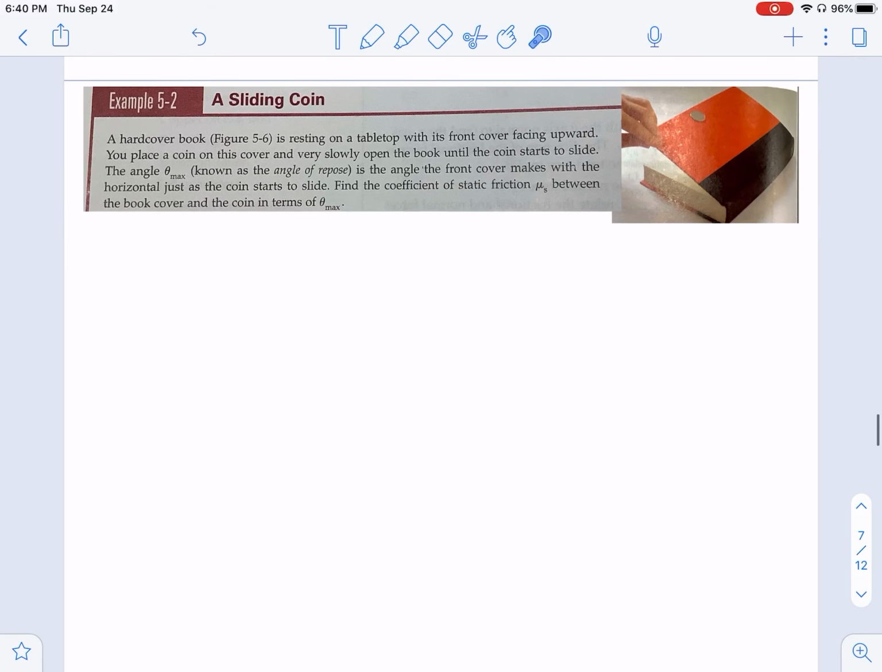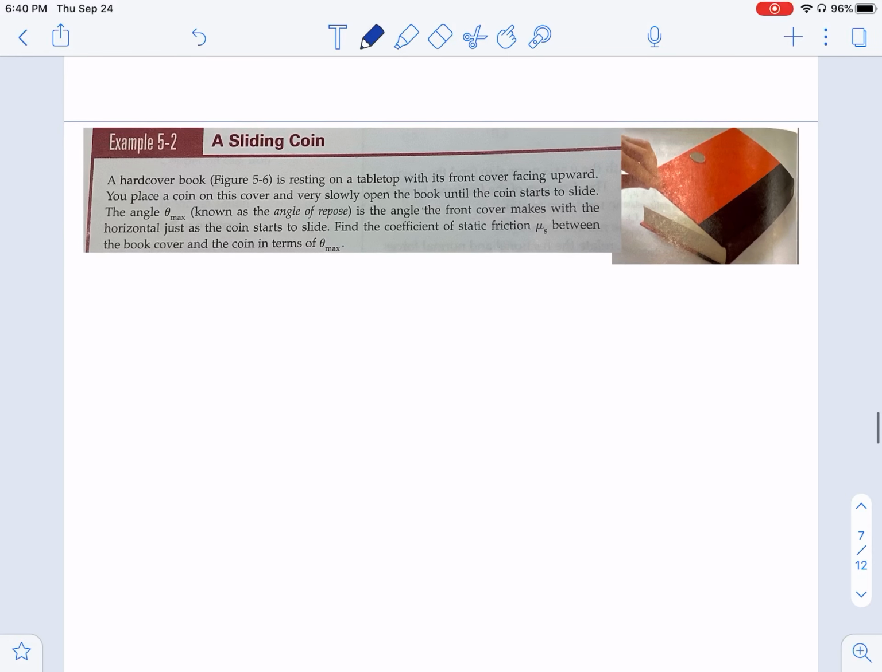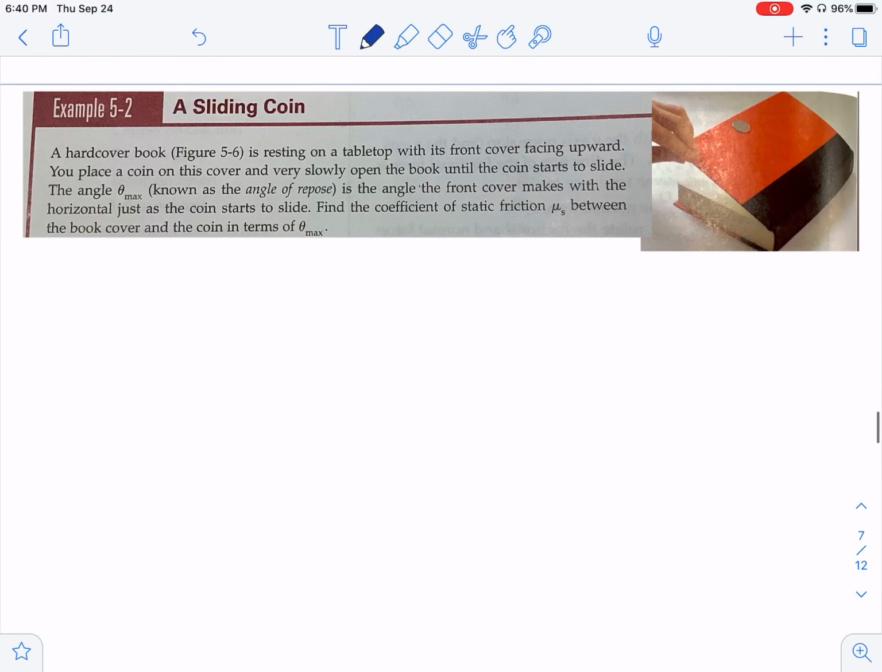So let's look at the next problem. This is a really cool problem that I like to do in class when we have the time, to actually see how this works. It says you have a hardcover book. It's resting on a tabletop with its front cover facing upward. So that's what we have going on here. We're actually pulling the front cover up some.